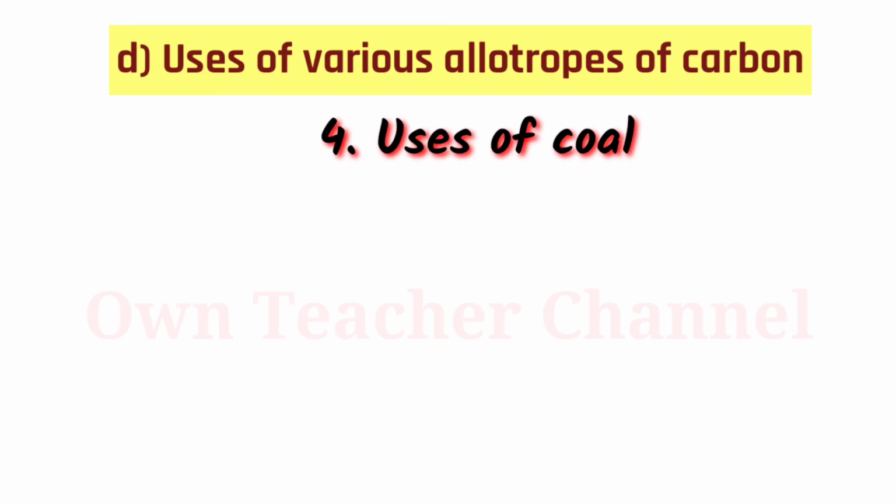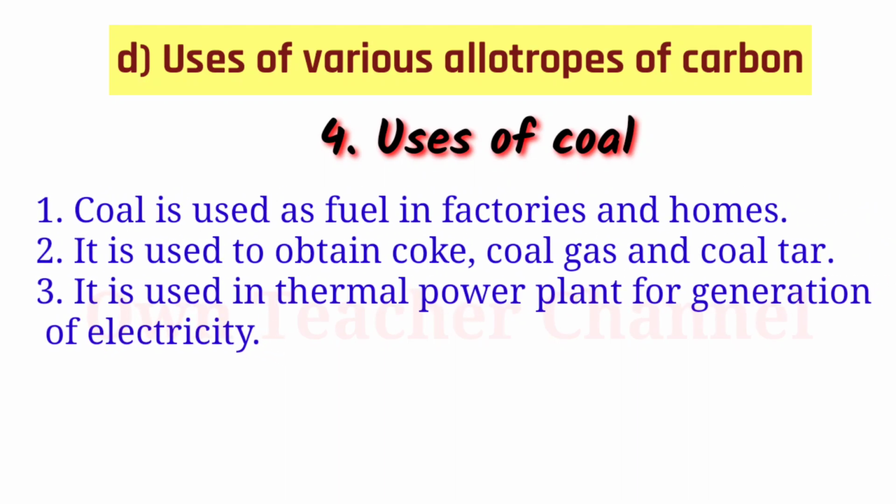Uses of coal. Coal is used as fuel in factories and homes. It is used to obtain coke, coal gas, and coal tar. It is used in thermal power plants for generation of electricity.